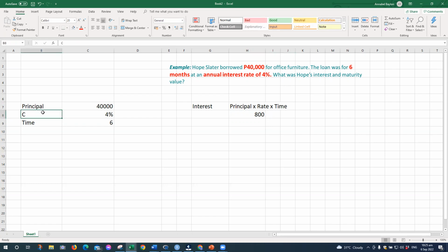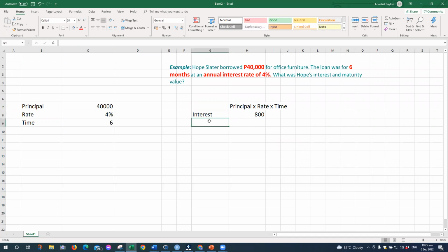So if you're borrowing, so what does this mean? If you're borrowing money at 40,000 and the rate of interest is 4%, and you're only going to borrow that for 6 months, you're going to pay in 6 months' time, then you will have to pay an interest of 800. Okay, that's the interest that you're going to pay.